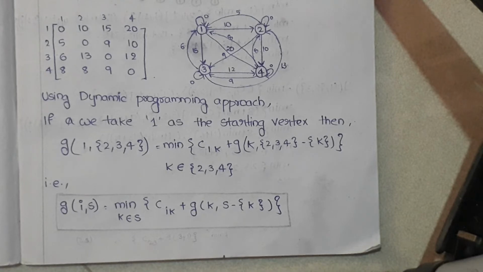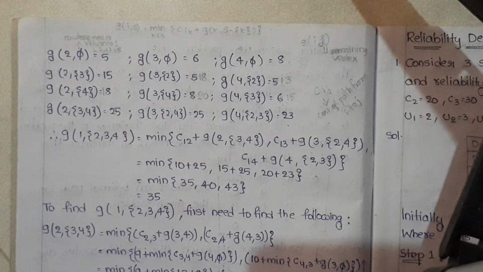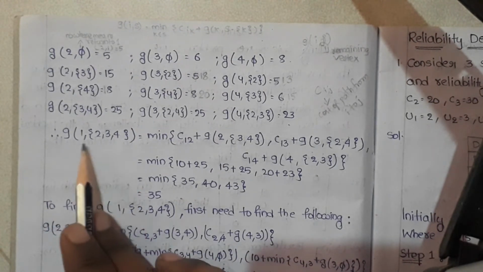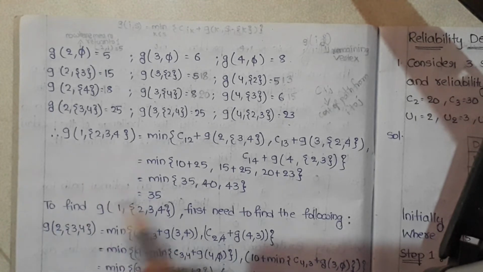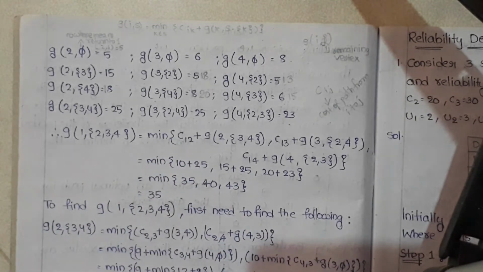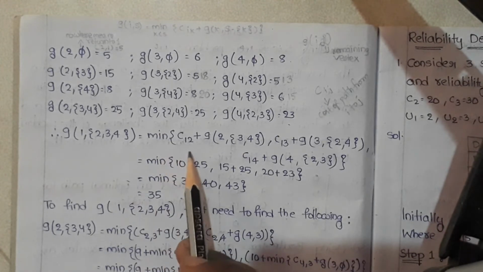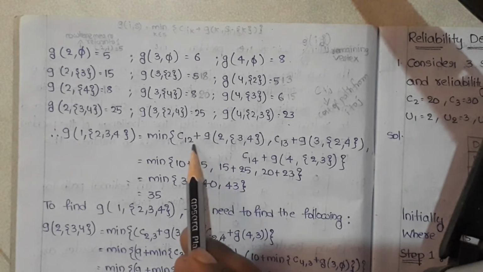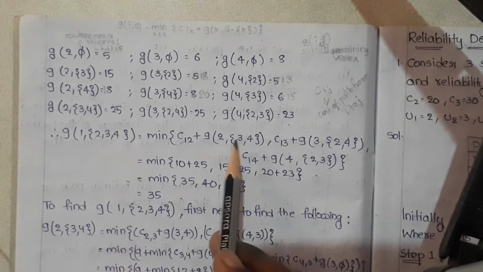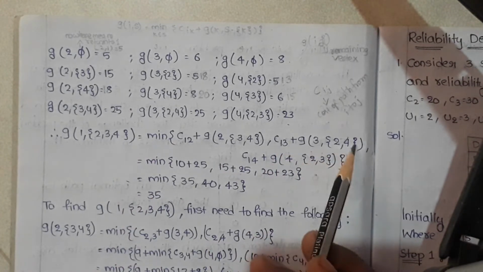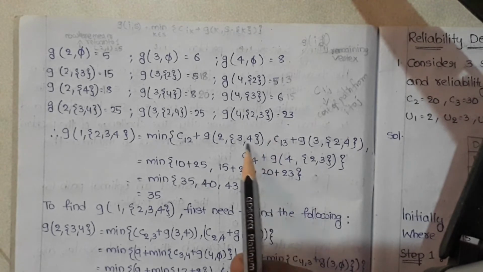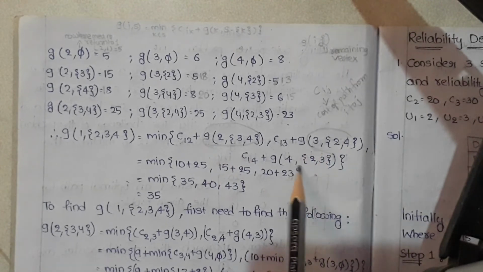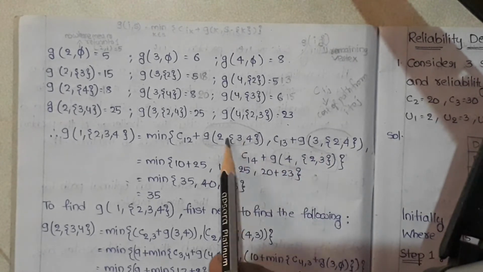Let me explain the solution by using this formula. Now we have to find the path from each node, because by getting this answer from the initial node to 2, 3, 4, we get the whole answer. For example, first of all, if we substitute this formula here: minimum of C1,2 plus g of 2 with the remaining 3, 4, and 1, 3 with the remaining 2, 4. In this way we substitute this formula. For solving this we have to find out this value and then this value first. For that we have to solve these things first.